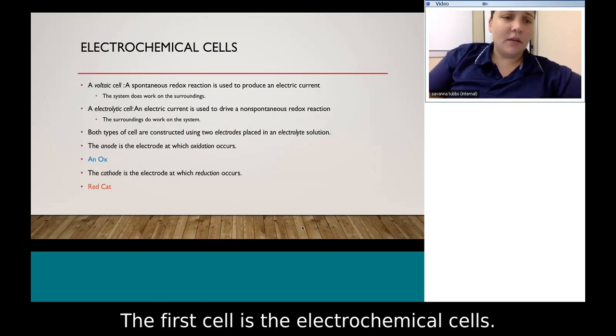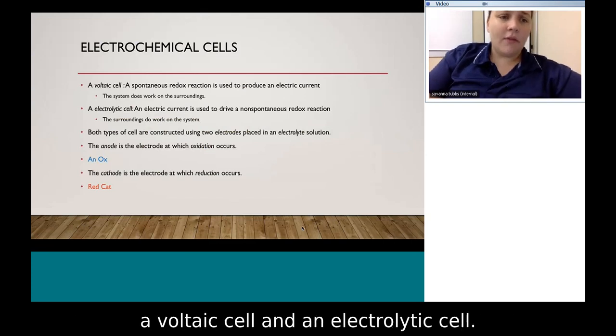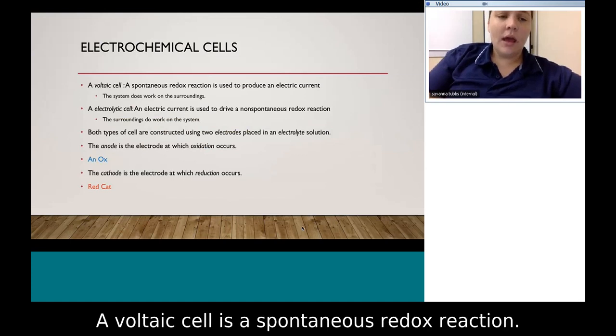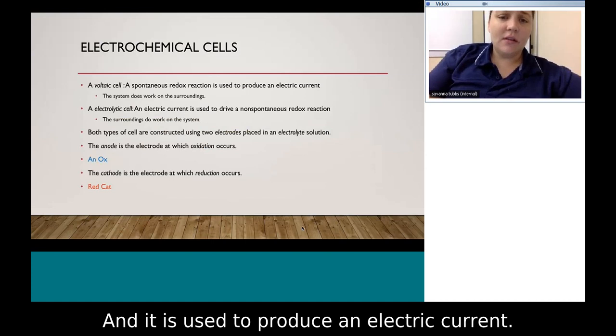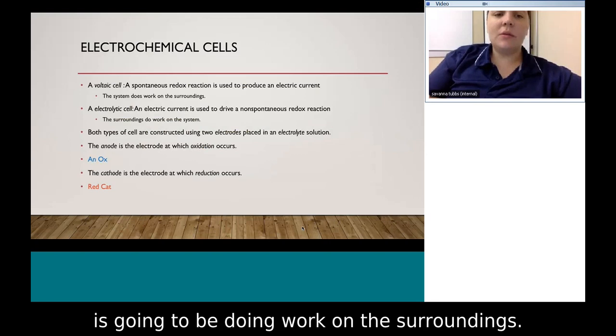The first cell is the electrochemical cells. There are two types of cells that fit this category, a voltaic cell and an electrolytic cell. A voltaic cell is a spontaneous redox reaction, and it is used to produce an electric current. So for a voltaic cell, the system is going to be doing work on the surroundings.